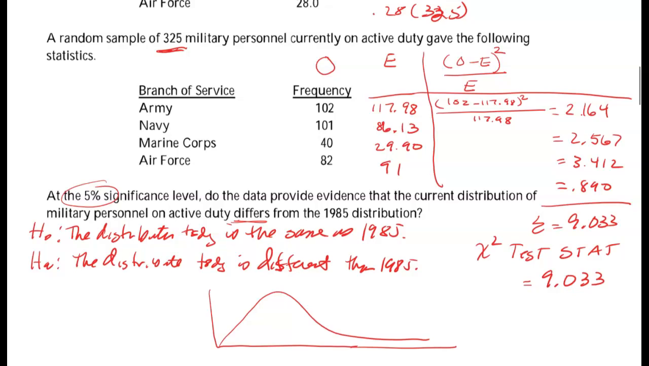We have 9.033, right? 9.033. This value here is going to be our chi-square statistic. So what do we need? To go to our chi-square table to get an estimate for our p-value, you have to know your degrees of freedom.